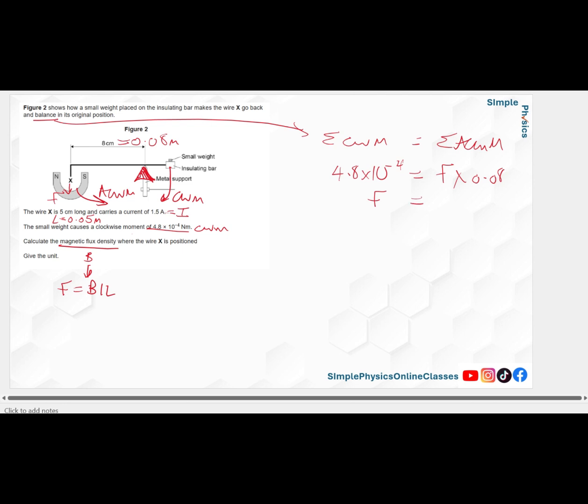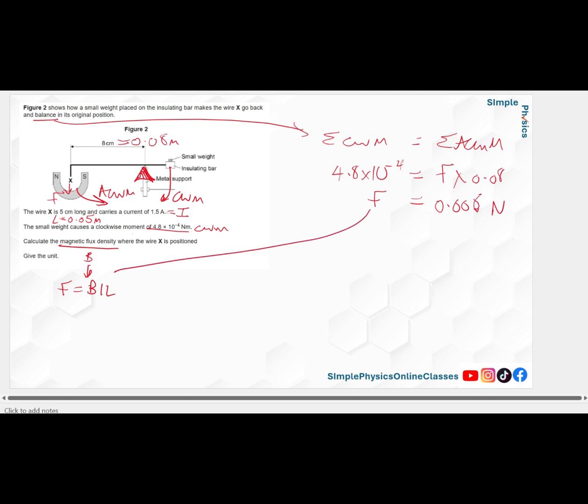So let's put it all in really quickly. 4.8 times 10 to the minus 4 divided by 0.08. That gives you a really small answer, which I was expecting. Let me just check I've done it all right. 4.8 times 10 to the minus 4 divided by 0.08. Yeah, so I've got 0.006 newtons.